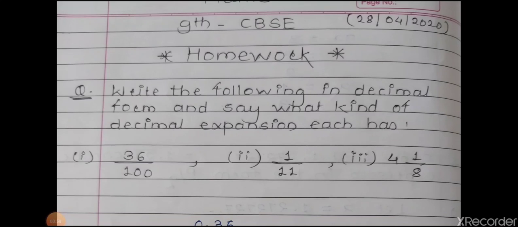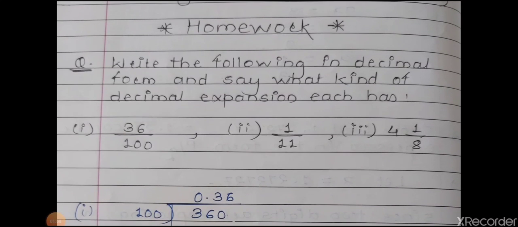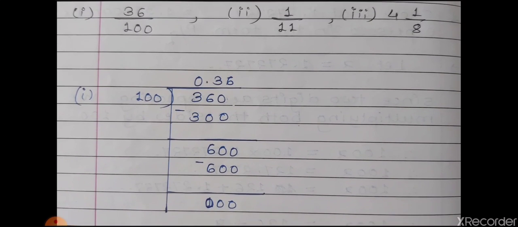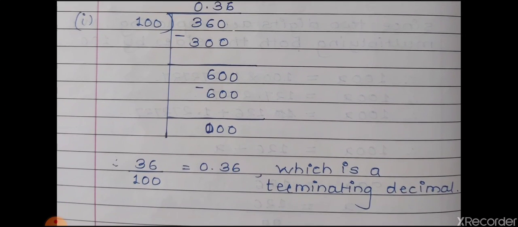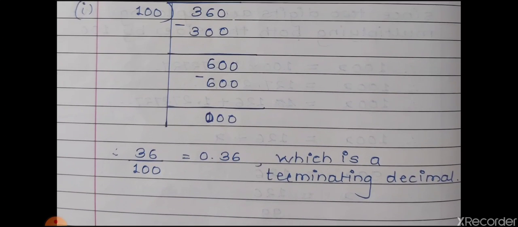The question is: write the following in decimal form and say what kind of decimal expansion each has. First is 36 divided by 100. If we divide 36 by 100, we get the quotient 0.36 and remainder 0. So 36 divided by 100 is equal to 0.36. Here the division stops, or the decimal expansion terminates after a finite number of steps, so it is a terminating decimal.